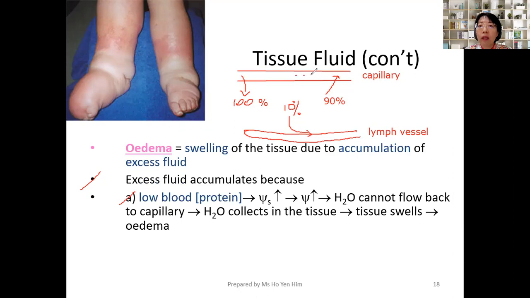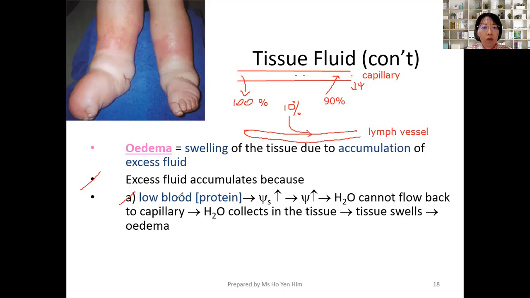So when you don't have protein at the venous end, you cannot increase its concentration, you cannot reduce the water potential. So you cannot produce a water potential gradient to drive the water to go back. That's why the water remains inside the tissue, because there is no protein or very little protein to increase the concentration of the blood plasma in order to reduce water potential. Therefore, the gradient is not steep enough to drive the water back.